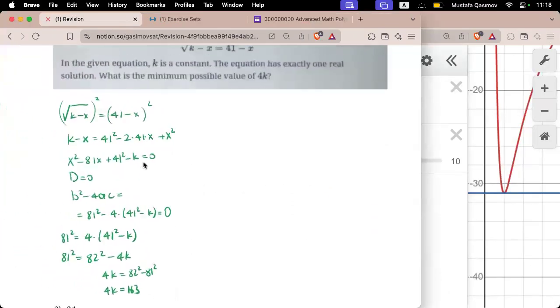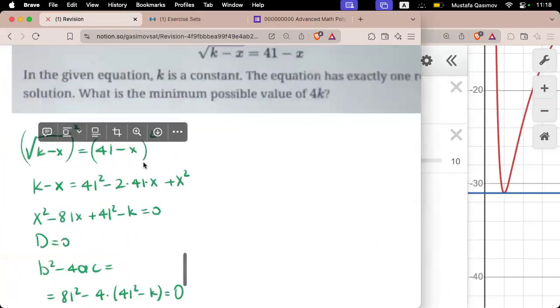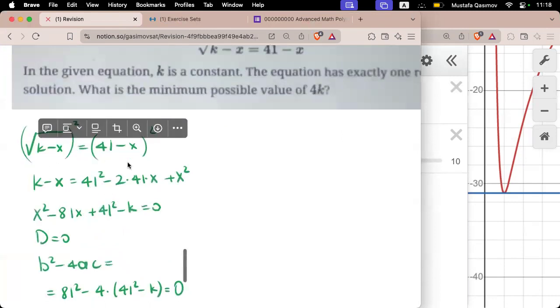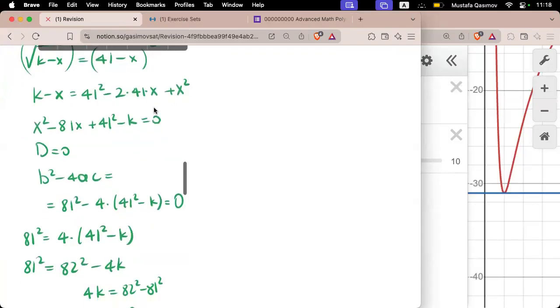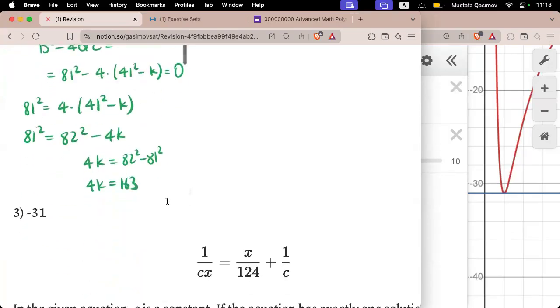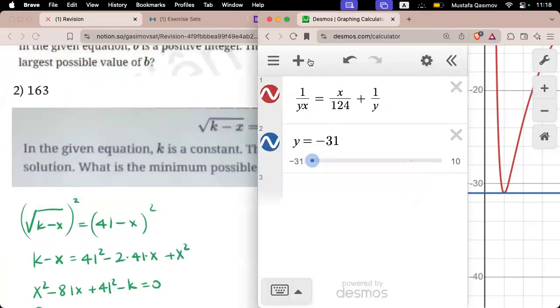For example, let's look at 5. For 5, we have to raise it to the square, okay? Then it will be k minus x is equal to 41 square minus etc. Then you have to put all of them on one side. Then you have to make the discriminant equal to 0 and you will get k is equal to 163. It is a way to solve it on paper manually. Also, you can write it in decimals.